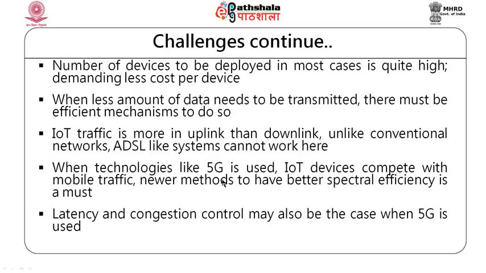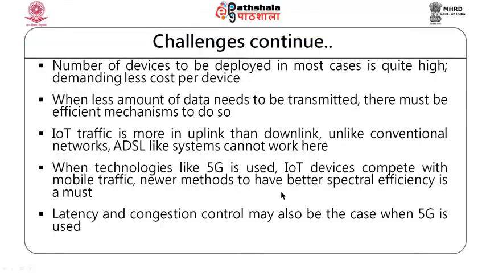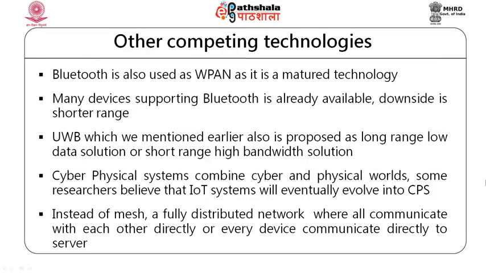Technologies like 5G can be used, obviously; IoT devices can use 5G, but then they will have to compete with mobile devices, and that can be an interesting problem to handle. Because when mobile devices are using 5G and IoT devices also start using 5G, there will be collisions and problems which we need to address. How that is done, we do not really know, but that is an interesting problem that is likely to come. Latency and congestion control may also be an issue when 5G is used.